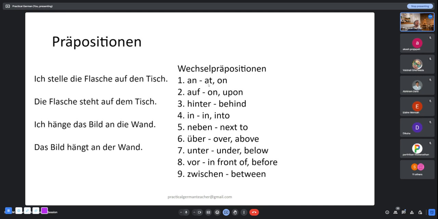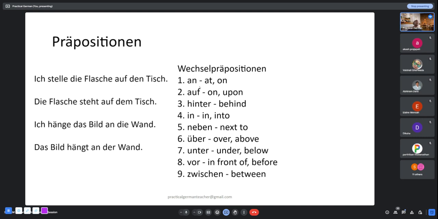Auf is on or upon. An is also at. People get confused between an and auf. So let me explain this to you in a very simple way. For example, if I take this mouse and keep it on my hand, it is touching. This is auf. So whenever there is contact, this is auf. Then what is an? An is like this. There is also contact, but the contact is like this. So whenever you can draw a vertical line through both the objects, it is auf. Whenever the line is somewhat horizontal, it is an. I hope you get it.